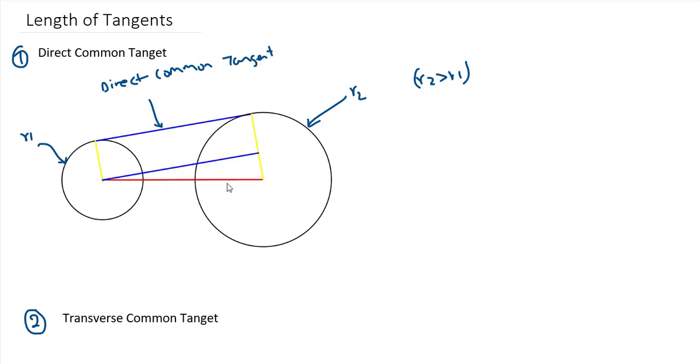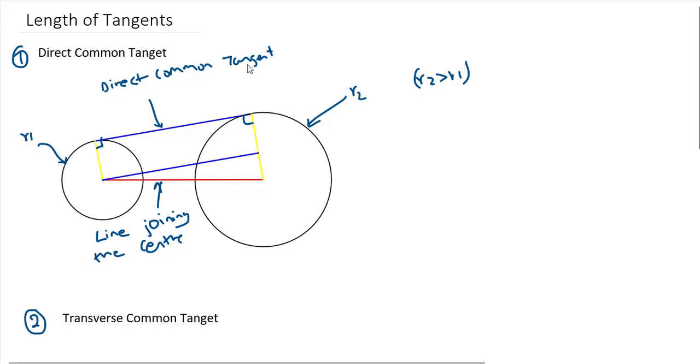This line in red color is the line which is joining the center of the two circles. So this is the line joining the centers. The ones in yellow are the radial lines. The radial lines are always perpendicular to the tangents. So this angle and this angle will be 90 degrees.